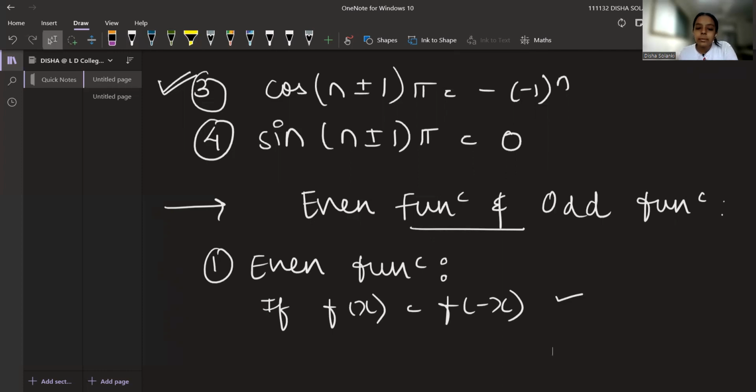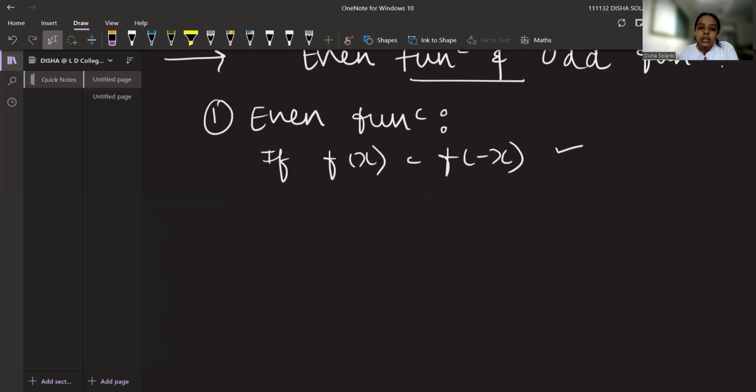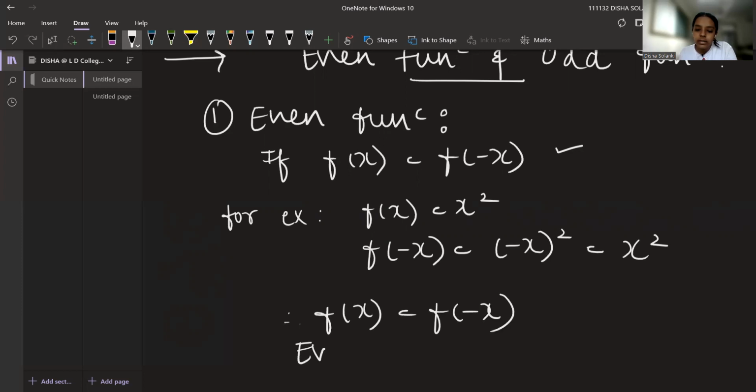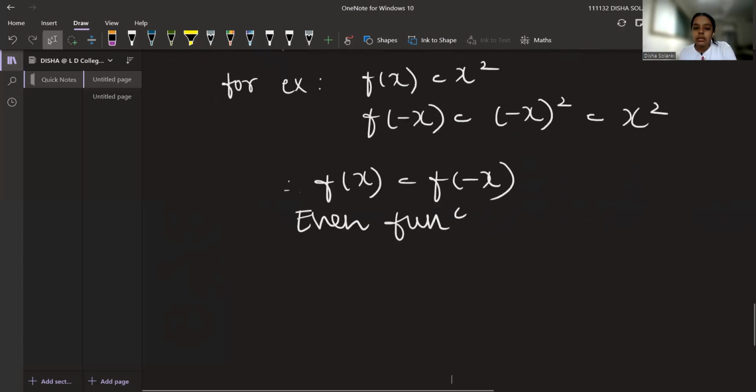So let's take an example for it. For example, f of x equals x square. So f of minus x, if we take, what will it be? Minus x whole square. So ultimately it will be x square only. So here we get f of x equals f of minus x. So we can say that this was the even function itself. Same goes for the odd function.